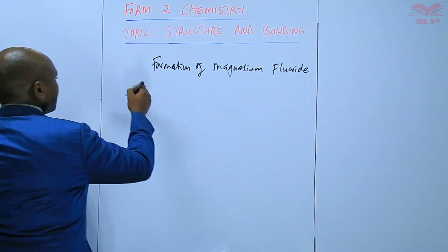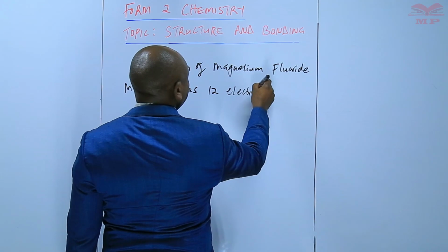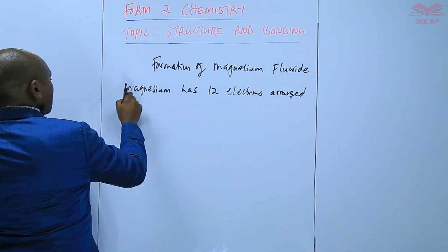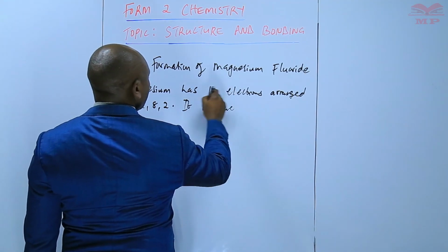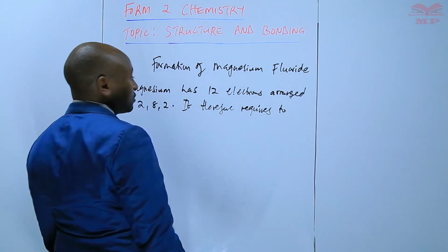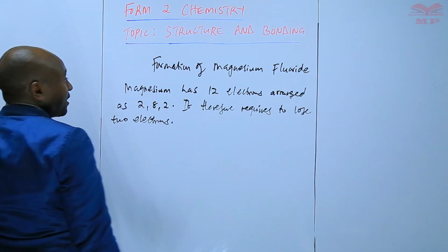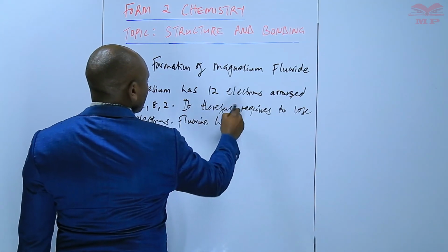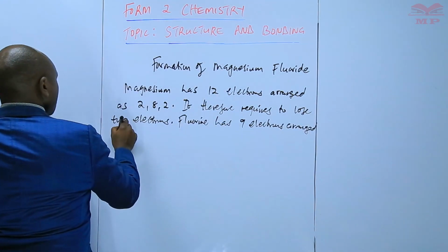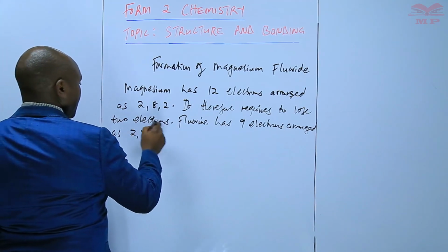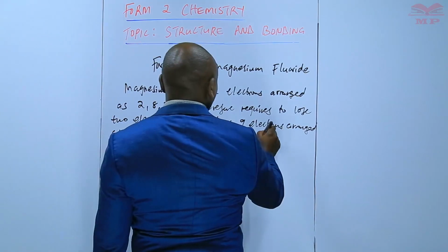So in this case, we can say that magnesium has 12 electrons arranged as 2, 8, 2. And it therefore requires to lose 2 electrons. Fluorine has 9 electrons arranged as 2, 7, and requires to gain 1 electron.